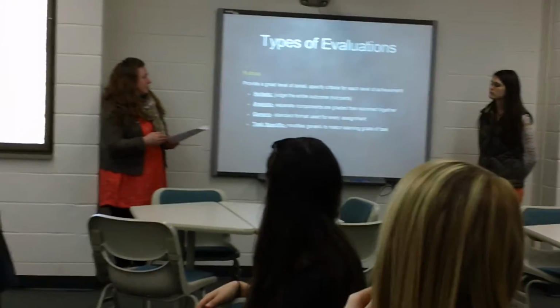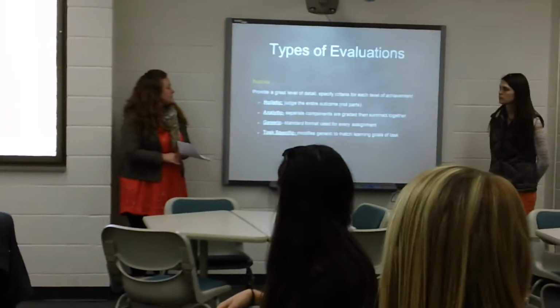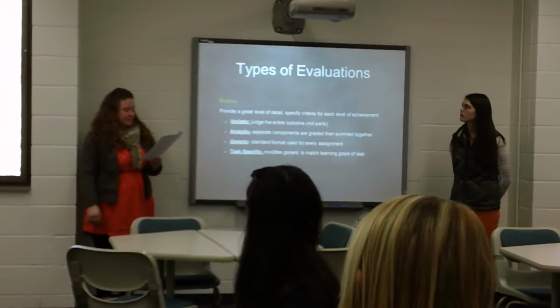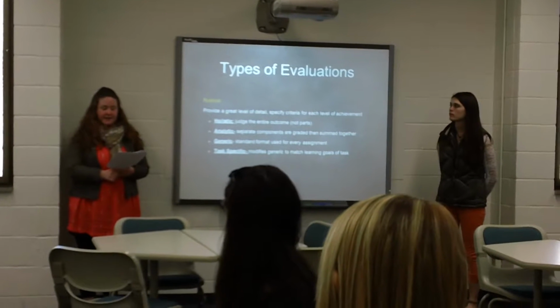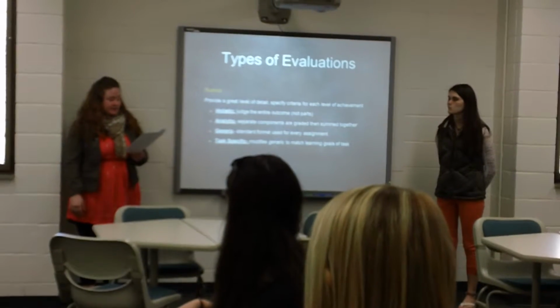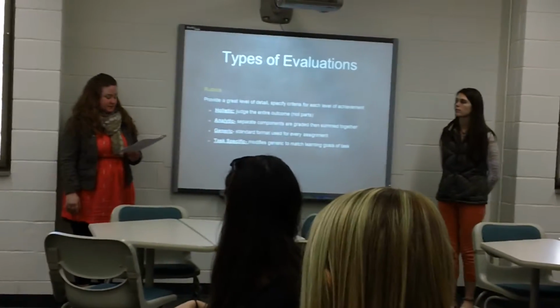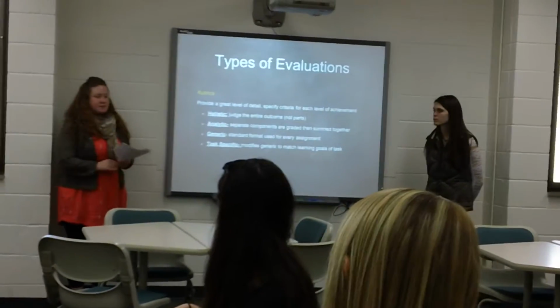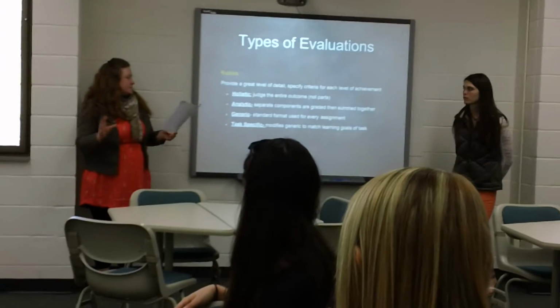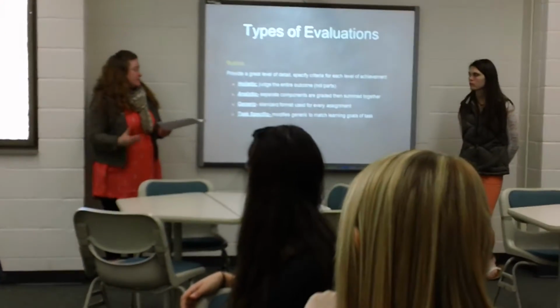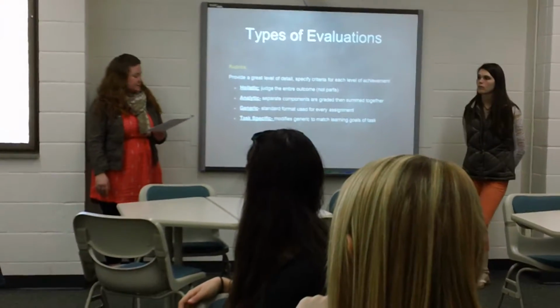So there are 4 types of rubrics. The first is holistic, which judges the entire outcome, not just parts. The grade is based on a description, and that description best describes the product. It's easy to create and grade with, but it provides less feedback to the students. The second is analytic, which most of our rubrics are. This is where separate components are graded and then summed together. And this provides the most detailed feedback to the students.